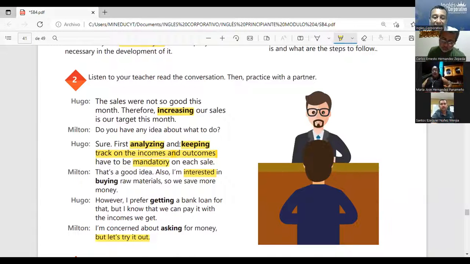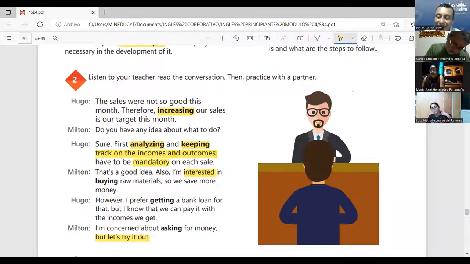Okay, just to highlight, keeping track on is like, in Spanish, rastrear. Okay? Primero analizar y rastrear los ingresos y los egresos, right? Incomes and outcomes, all right? So outcomes is like expenses, right? Okay, very good. Now listen, please. Listen carefully. Escuchen cuidadosamente. Two things to do. Dos cosas que hacer acá.